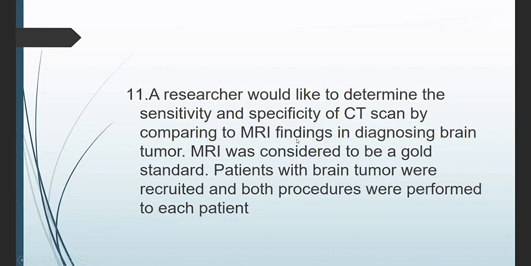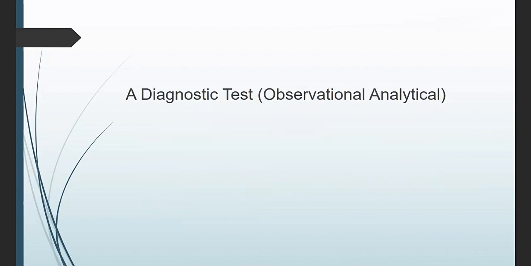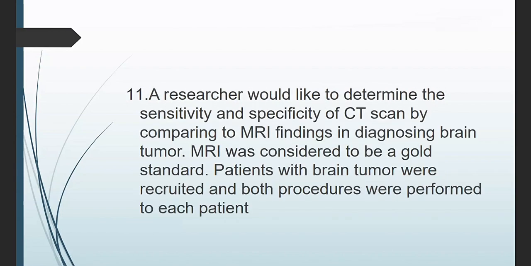So what study design is this? Comparative cross-sectional. Comparative means two or more populations. Here you have only a single population, only patients with brain tumor. But for these patients, you use CT scan and use MRI, you get the result of each, and you compare. So what's the design?